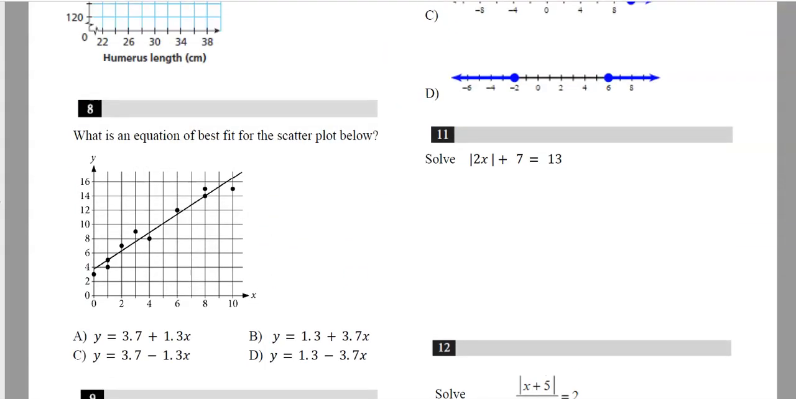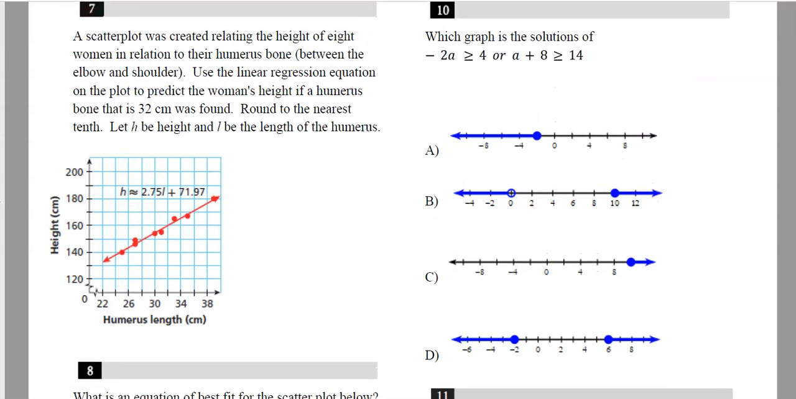All right, moving right along, number 10. So which of the graphs is the solution for this inequality? So another OR problem. Right now, all of those look like they could be fair game because there's no barbells. So let's just go in here and see what we got. So this one, I'm just going to divide both sides by a negative. Be very careful. When you divide by a negative, you got to flip that sign. So I got a is less than or equal to negative 2. I do the other side, and I get a is greater than or equal to 6. And now we got to graph those.